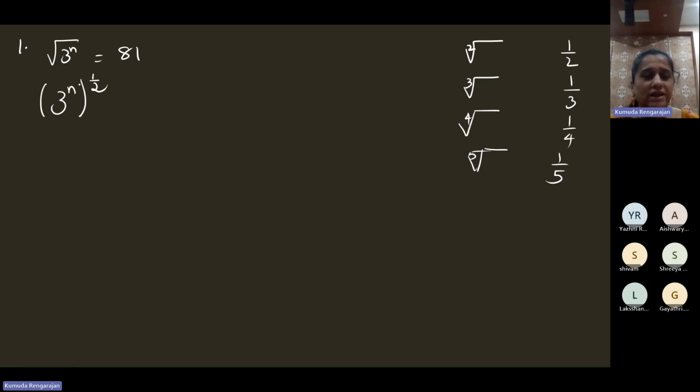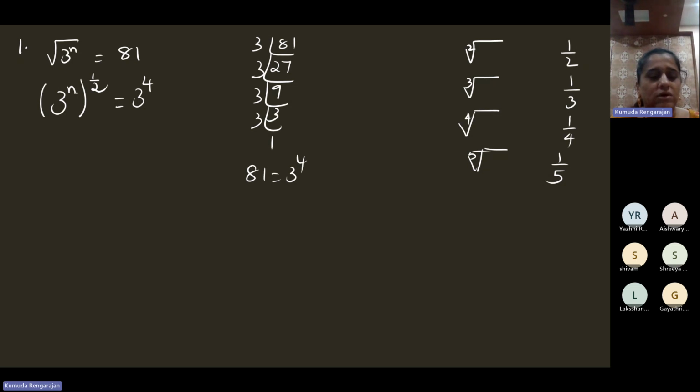Okay, so remove that. In the next step, it will be 3 to the power n, the whole power 1 by 2. If it was cube root, then it will be to the power 1 by 3, is equal to 81 in base 3, 3 to the power 4. How? Because 81, 3 27 times, 3 9s are, 3 3s are, 3 1s are. So 81 is equal to 3 to the power 4.